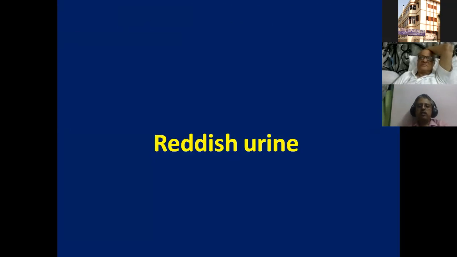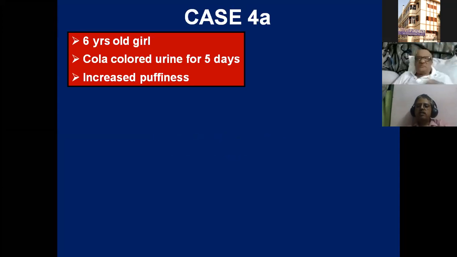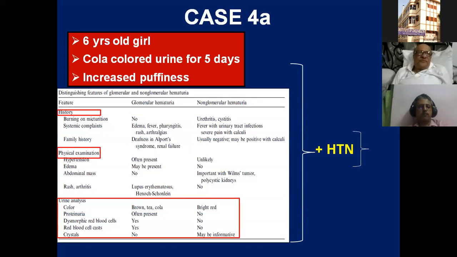Lastly, we will go through a few cases of reddish urine and then call it a day today, or you can say night. So it was a 6-year-old girl, cola colored urine for 5 days, increased puffiness. History, there was no burning micturition, there was no systemic complaints as such. Blood pressure was on the higher side, and the urine RE did show proteinuria with some dysmorphic RBCs. So we have a diagnosis of acute glomerulonephritis.